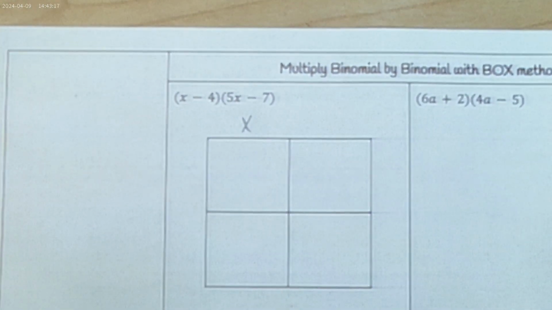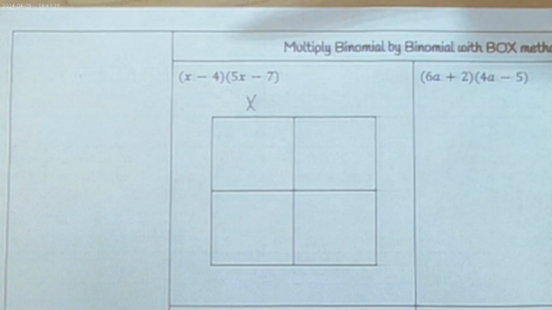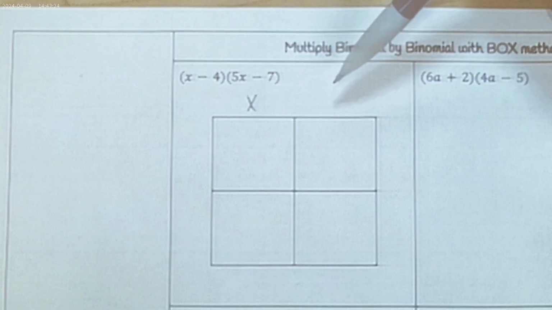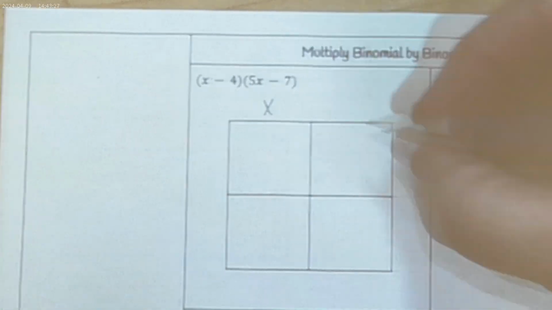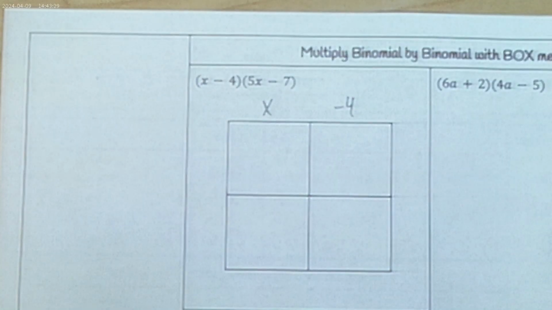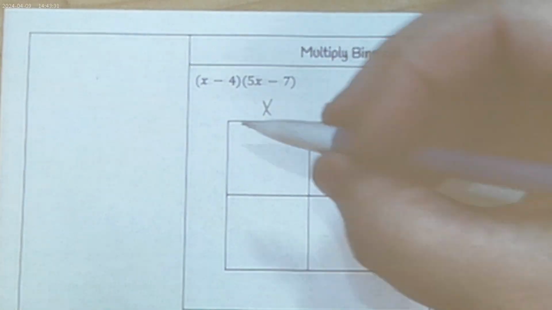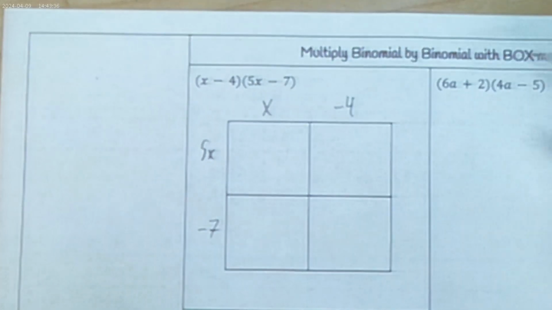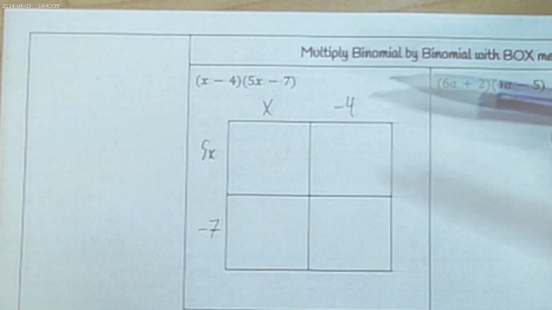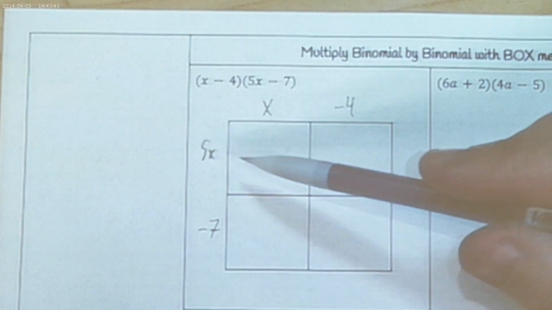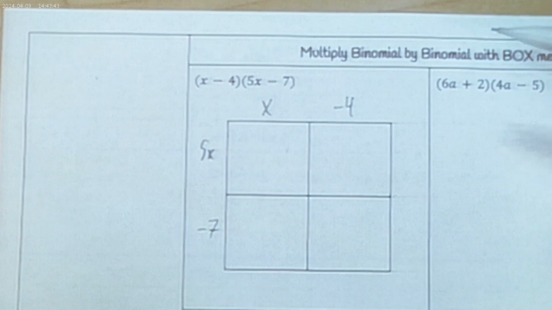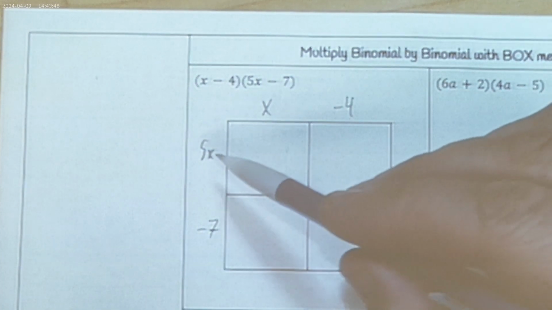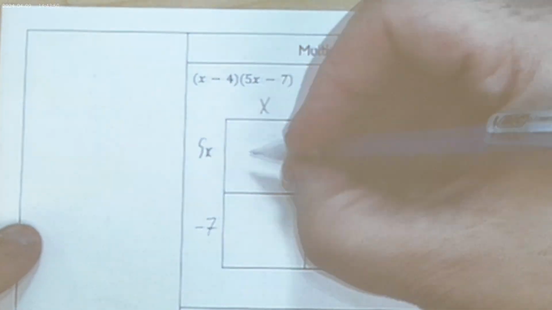So the way the box method works is, say that you're multiplying these two things together. What you're going to do is write each of the elements along the top and the sides of the box. So this is x, this is going to be -4, and then we have 5x minus 7, so this is 5x, and then this is going to be -7. Then you multiply the side by the top, so you multiply each of the elements in the boxes. So this box here is going to be 5x times x. So we've got 5x squared.